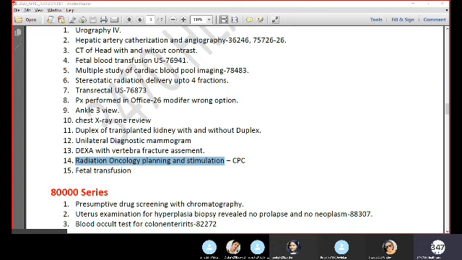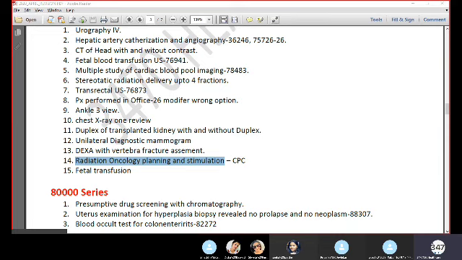So how will you differentiate whether it is simple, intermediate, or complex? It depends on the area. A single area treated is simple, two separate areas treated is intermediate, and three separate areas treated is complex. Okay, so you can follow that.